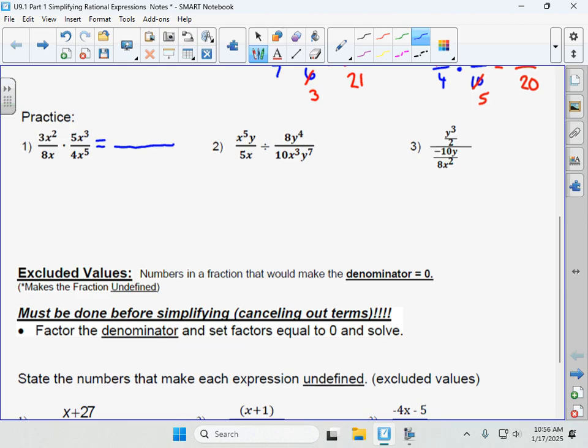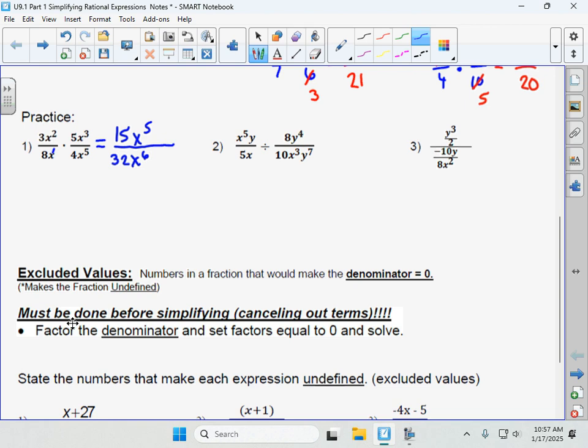So 3 times 5 is 15. Now x squared times x cubed, because we're multiplying variables, we would add the exponents. So that's x to the 5th. Then on the bottom, 8 times 4 is 32. And then x times x to the 5th, that's x to the 6th. Okay, remember there's a little 1 on that x.